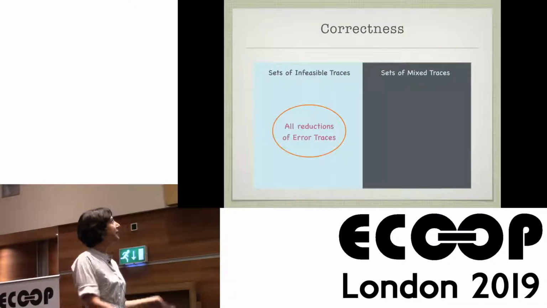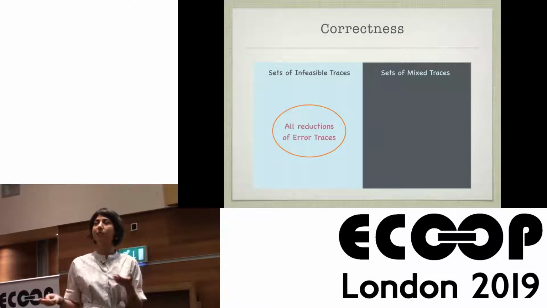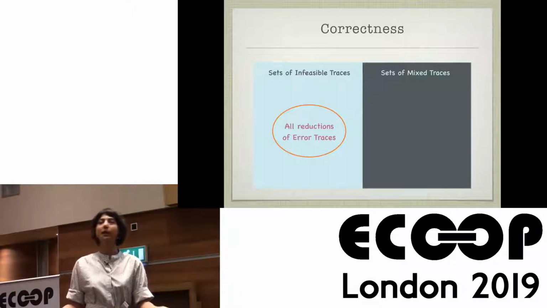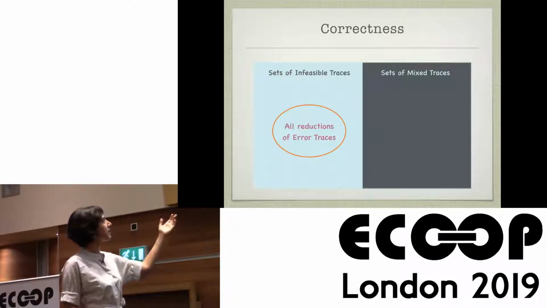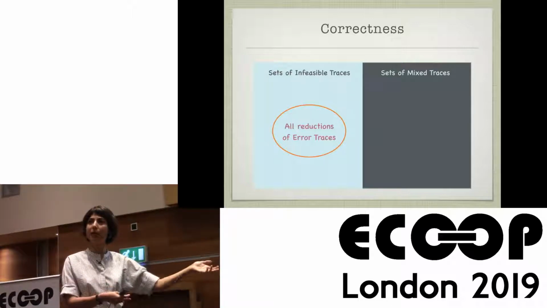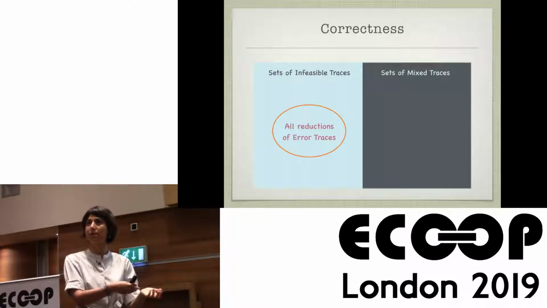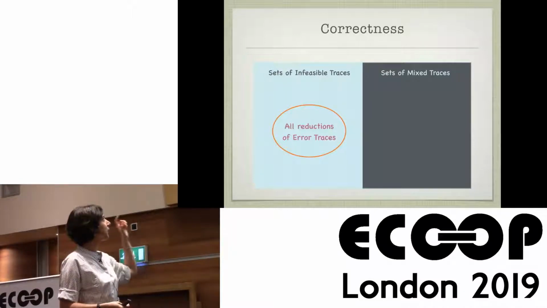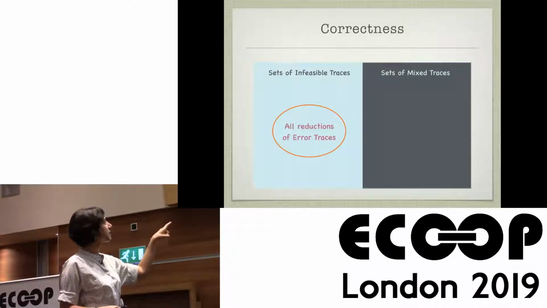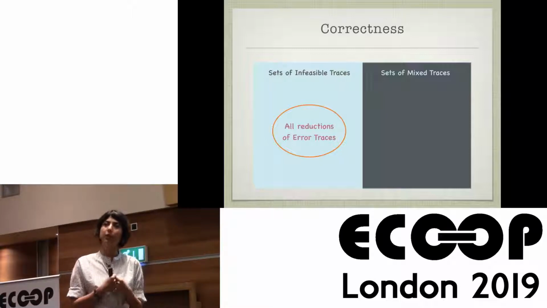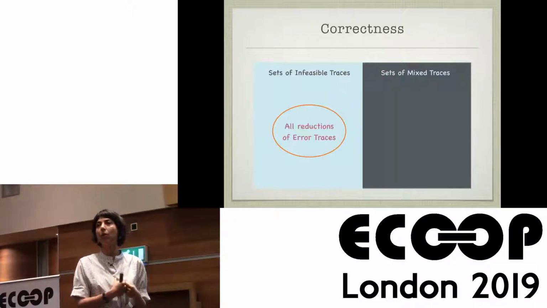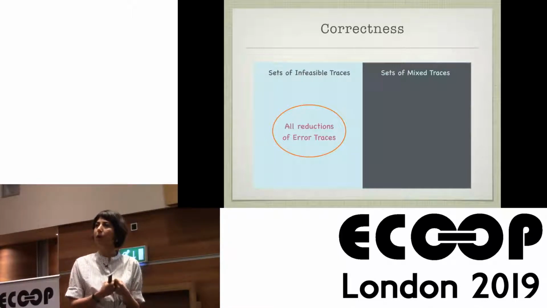So I have basically lifted these things, sets of infeasible and feasible traces and the sets of error traces, to sets of sets. So I have a set of infeasible traces, and then I have a set of things that are not only infeasible traces, feasible or infeasible traces that I've called mixed traces. And I want a new proof rule that says that a program is correct if all its reductions are actually included in the sets of infeasible traces. So I mentioned all reductions, and it would be the case that if the program is correct, any of its reductions is correct, which means that all of them should be there.